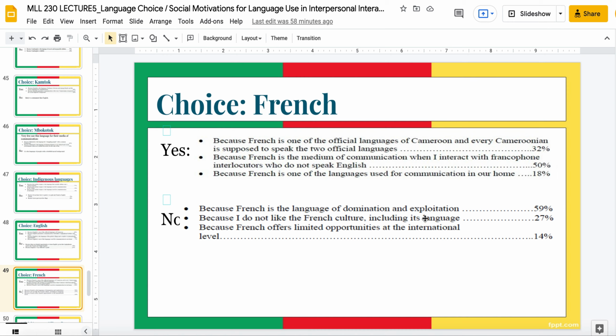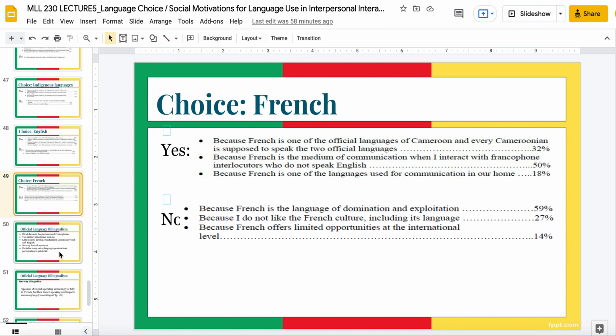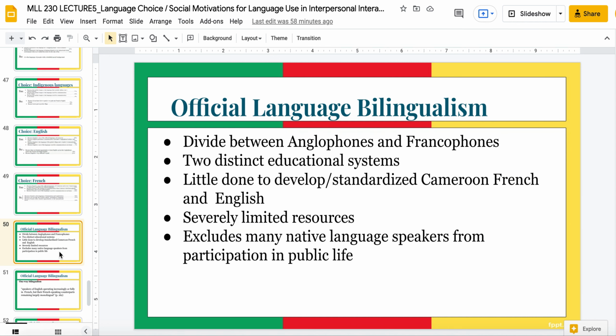Which is interesting because you don't find this in English. English is also a language of domination and exploitation, but they said it was French. They don't like French culture, they don't like its languages, or they think it offers limited opportunities. So again, compare this with Belgium. Cameroon has official bilingualism, but there's a divide between the Anglophones and the Francophones.